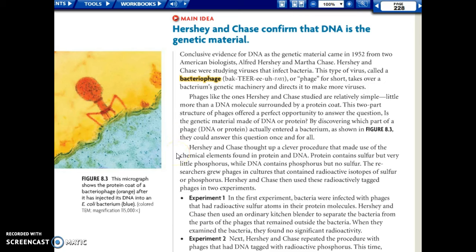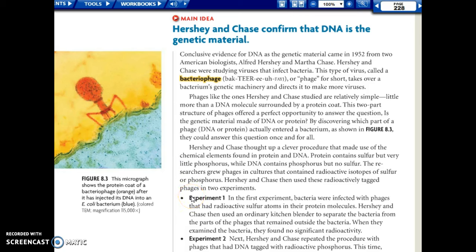Hershey and Chase thought up a clever procedure that made use of the chemical elements found in protein and DNA. Protein contains sulfur, but very little phosphorus, while DNA contains phosphorus, but no sulfur. The researchers grew phages in cultures that contained radioactive isotopes of sulfur or radioactive isotopes of phosphorus. Hershey and Chase then used these radioactively tagged phages in two experiments.